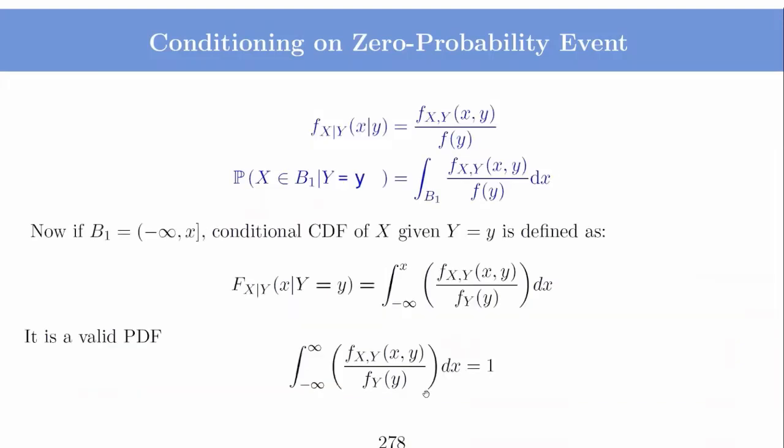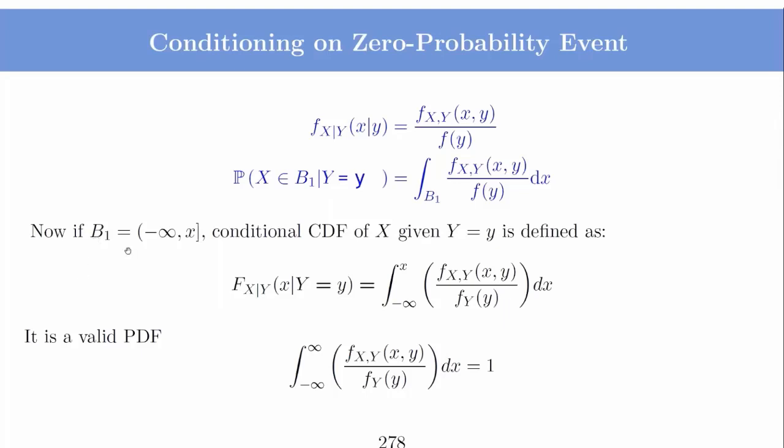So what do I mean by saying that it's a density? It means that once you have the density, you can compute the probability of x belonging to any set given that y takes the value small y. Let me say again: if I fix the value of y, what is the probability, conditioned on that, that x takes a value in B1? That is given by the integration of this density over B1.